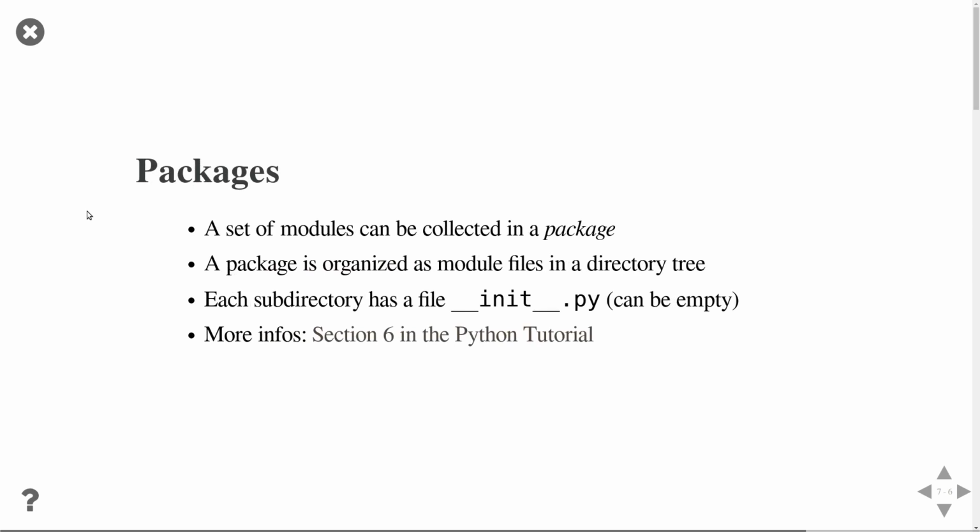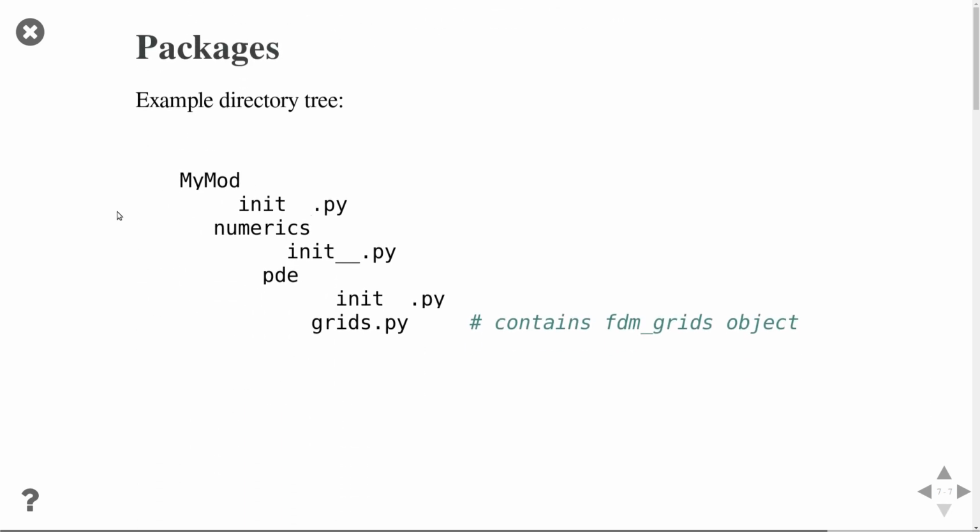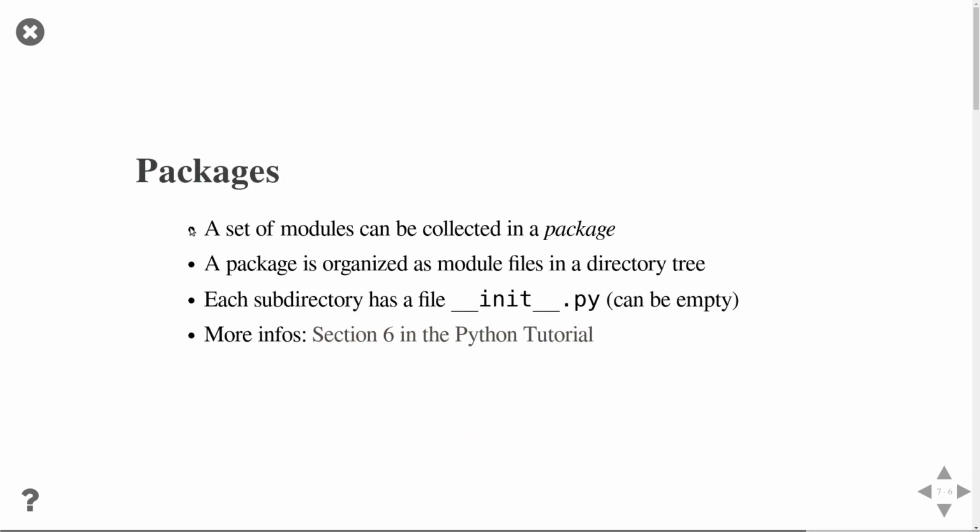Then there are packages. So a package is essentially just a collection of modules. Many libraries that we will use, NumPy for example, don't just consist of one module, but of an entire collection of modules, which is then called a package. The way this works is that a package is basically a directory. In the directory, you can have module files. But each directory and subdirectory of that must also have the special __init__ file. It can be empty, but its mere existence makes that directory a package.